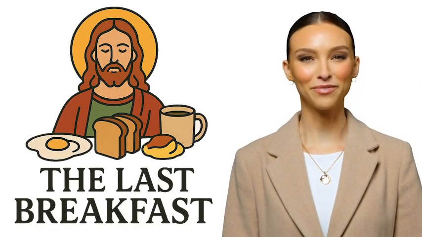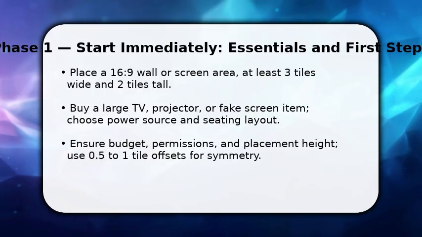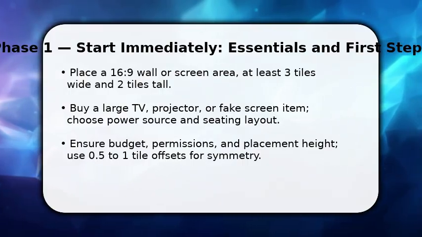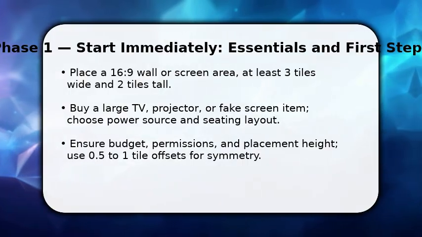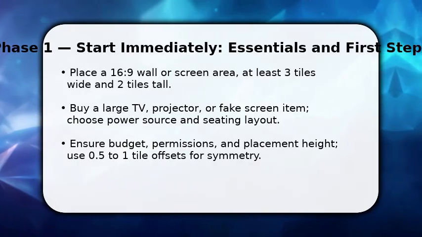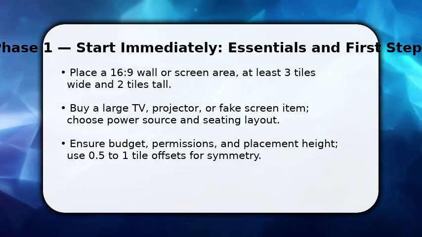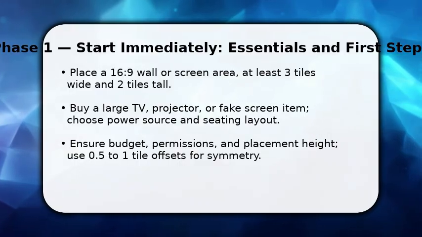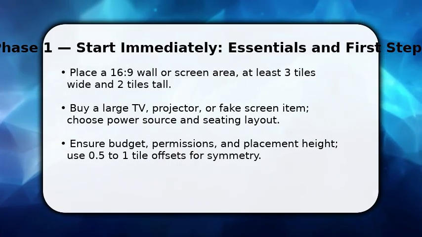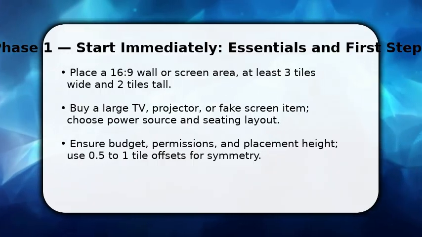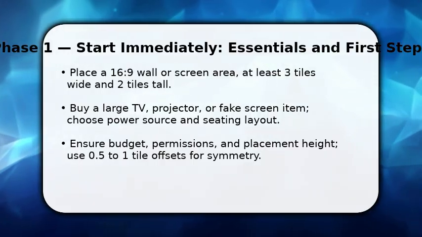Please enjoy the video. You start by locking in prerequisites: a 16:9 area and a large TV or projector item. Place the screen now, centered on a 3-tile span so the image reads correctly. Once done, set seating 2 to 3 tiles away, stagger chairs for sight lines, and choose a power source reachable by wiring or an outlet.